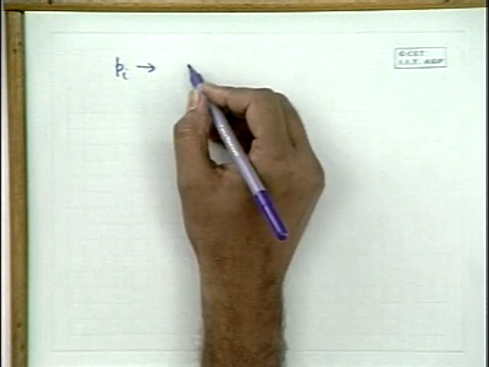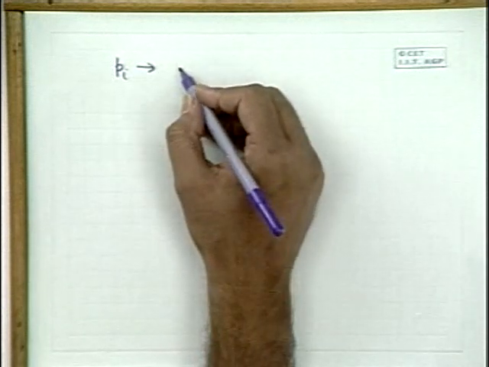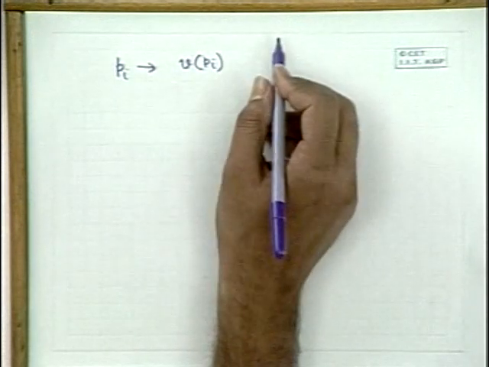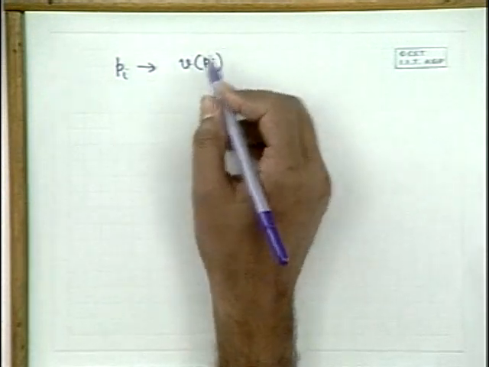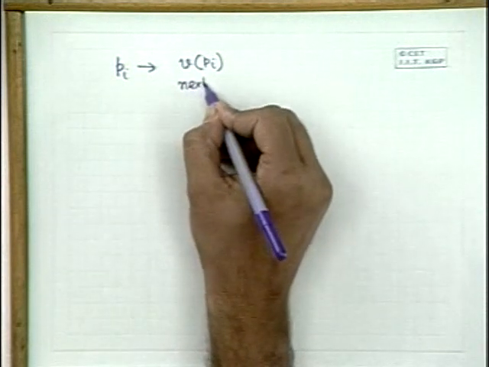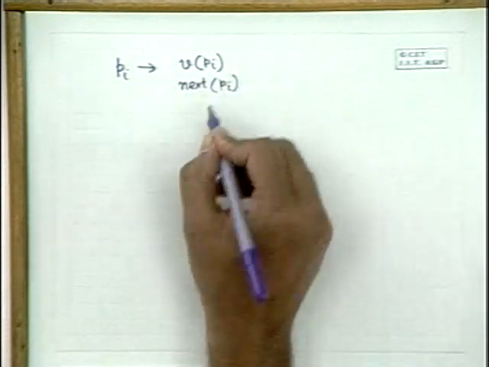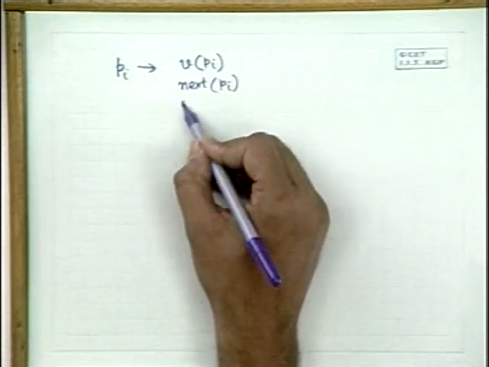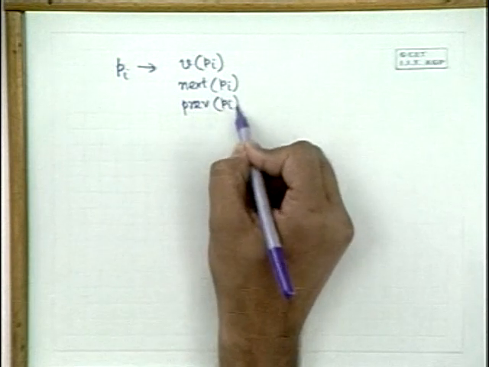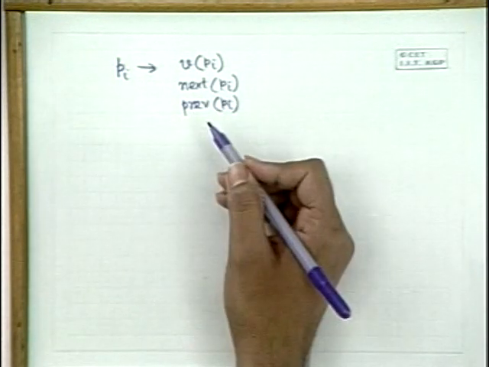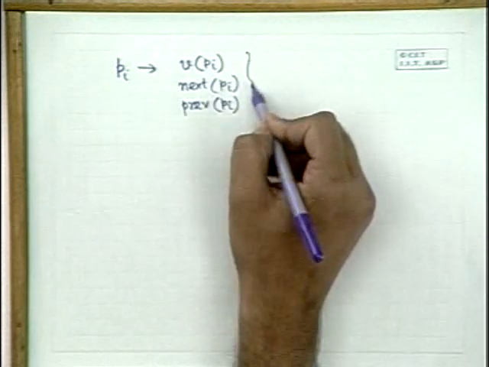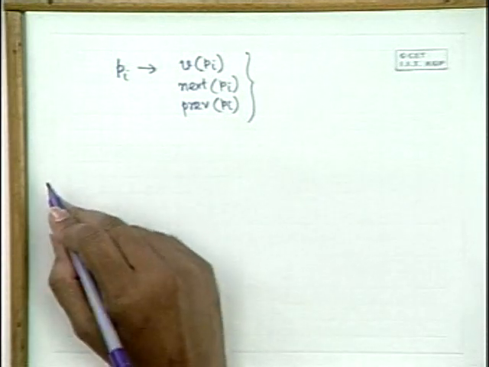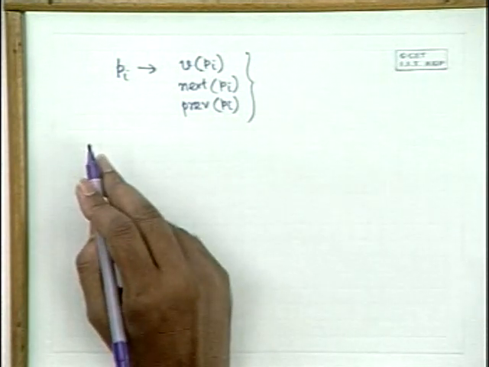What will it have? Three fields. One is the vertex of pi, vpi. This will give you basically the coordinates. Then I will be assuming next of pi, another field. Next of pi is basically the forward link in the circular linked list. Similarly, prev of pi, the other link, since it is a doubly linked list. So these are the three fields I will be assuming. Now I am going to write the algorithm for finding the tangents, which I just told you.